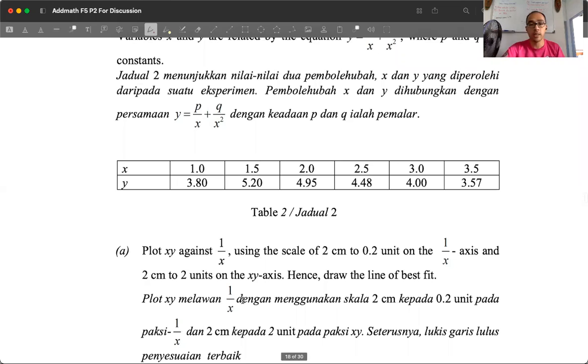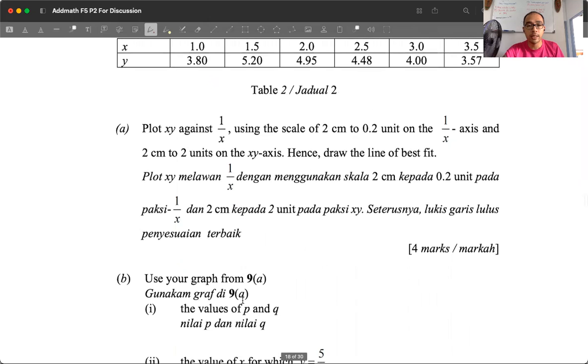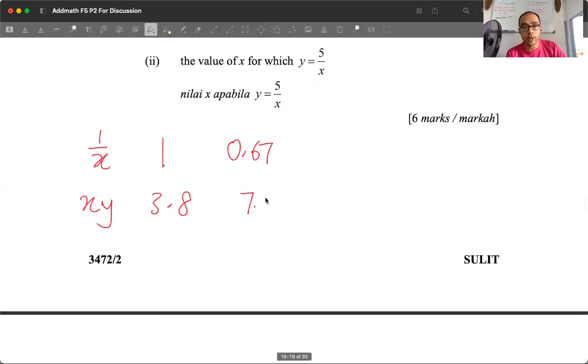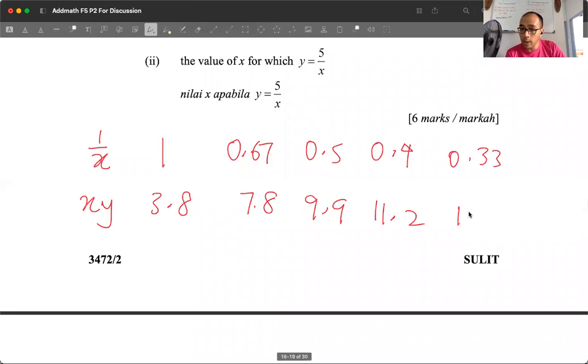Okay, so let's do the table first. The table that you want to do is 1 over x, and then here is xy. So here are the values. 1 and 3.8, 0.67 and 7.8, 0.5 and 9.9, 0.4 and 11.2, 0.33, and 0.29 and 12.50.